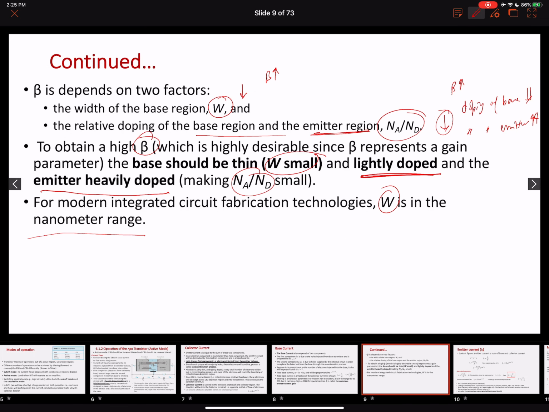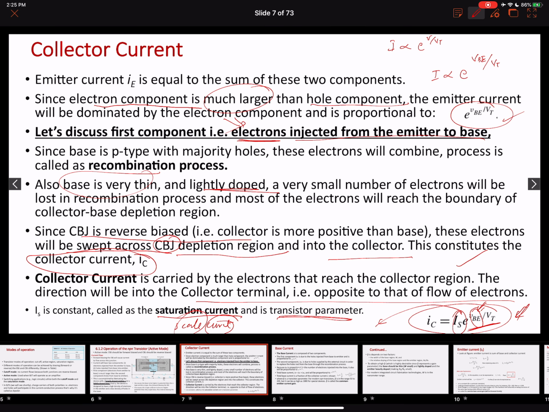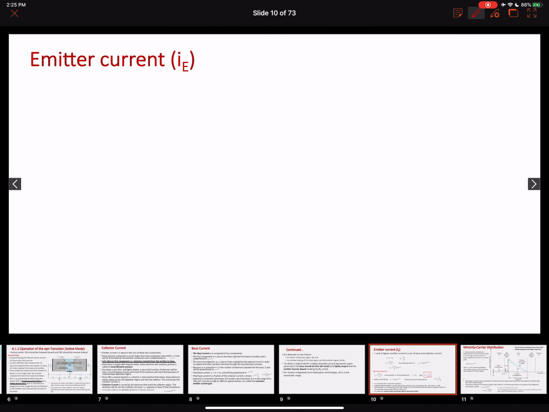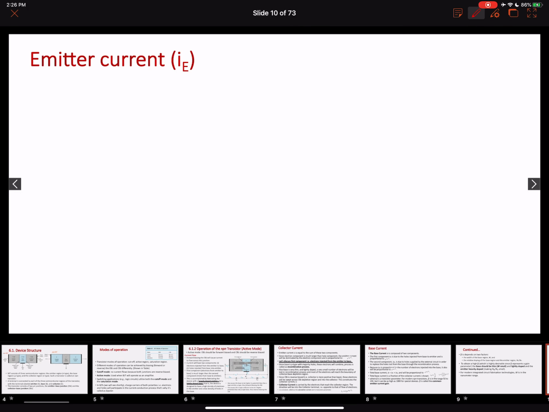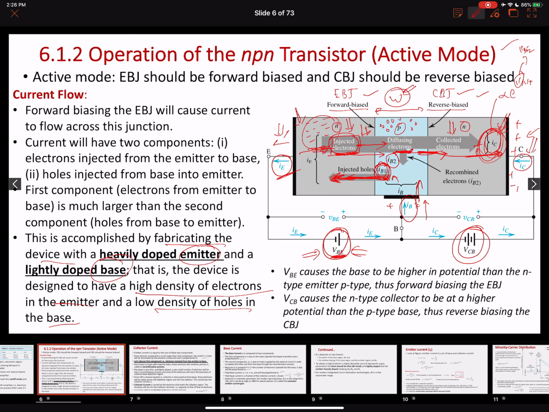We have talked about the base current and the collector current, so let's come back to the emitter current. If we look at the directions, the emitter current is flowing out of the terminal, while our base current is into the terminal and our collector current is into the terminal. So our emitter current is equal to the summation of the base current and the collector current.